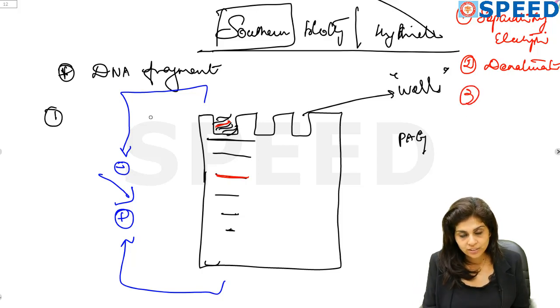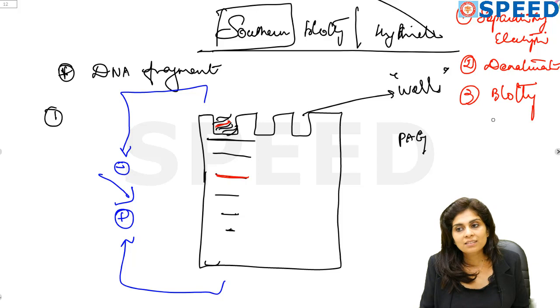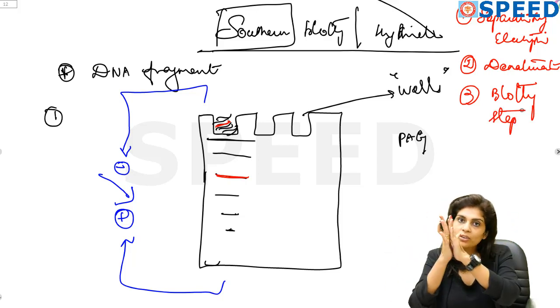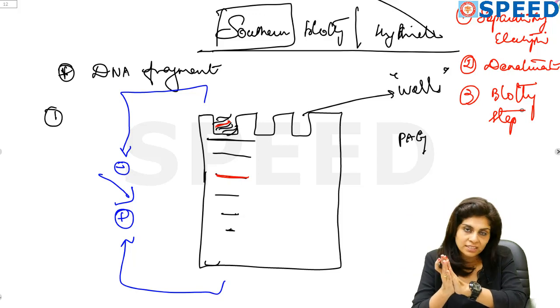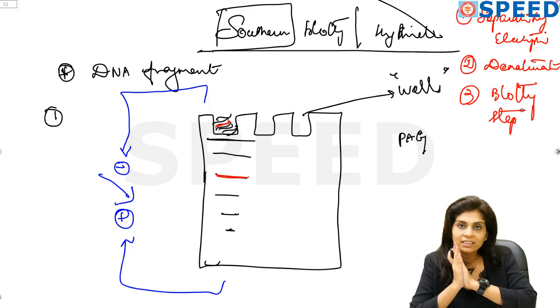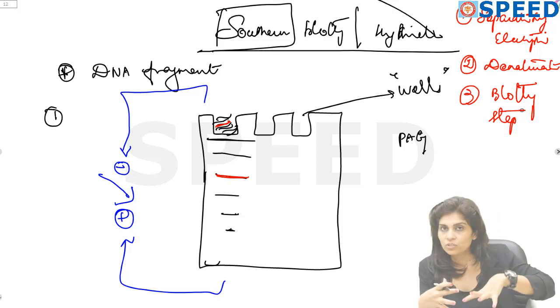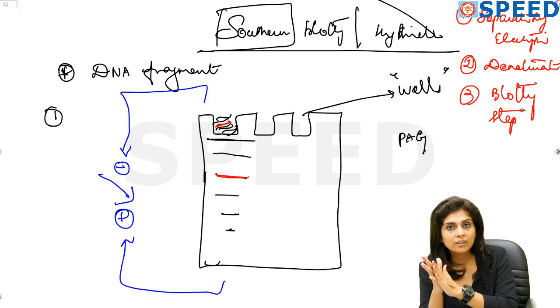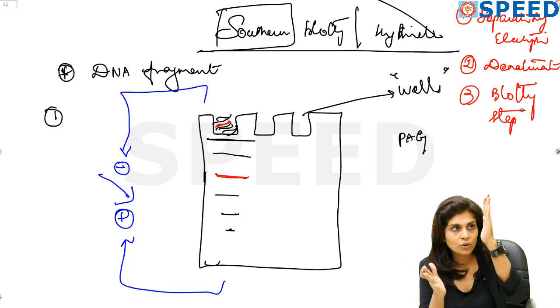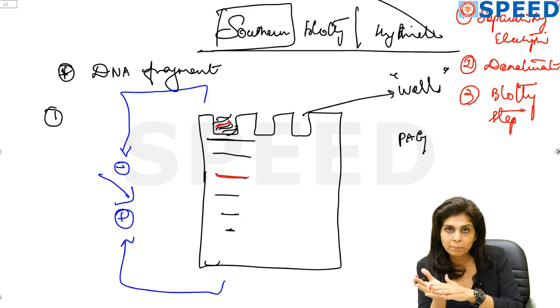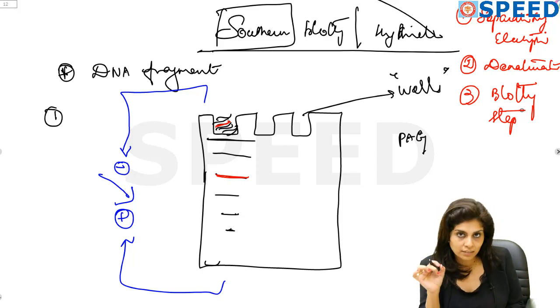After denaturation, you take this gel and you blot it on a nitrocellulose paper. So the third step is called the blotting step, where you take the gel and you blot it on a nitrocellulose paper. For the simple reason that handling gel is not that easy. Even if you take the gel, you know the gel would break. So you take the gel and you blot it on a nitrocellulose paper so that all these fragments get transferred to the paper. That's why it's called a blotting technique.